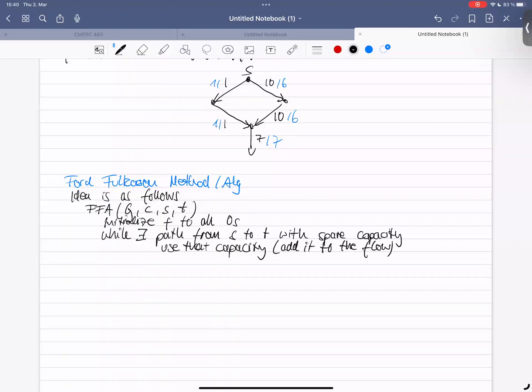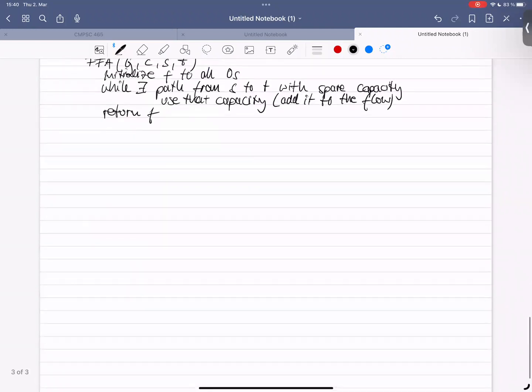And you will see that you need to do this carefully to make sure that whatever you get afterwards, after adding this spare capacity to your flow, you will still have a feasible flow. And once you cannot find such a path anymore, you return your flow F that you have constructed in this iterative scheme. Okay. It's a very simple idea. You start from nothing and then iteratively just find a path along which you push more flow along these pipes.